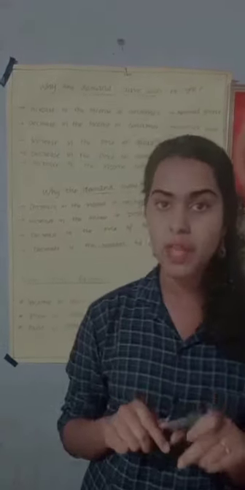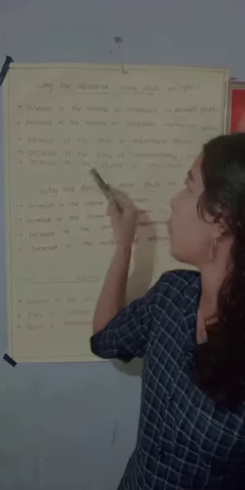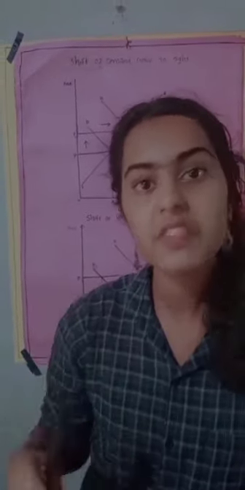Next is the increase in the income of the consumer. So these are all the factors affecting the shift of demand curve to the right, and these are all favorable changes in non-price factors. Okay. What happens when the demand curve shifts to the left?